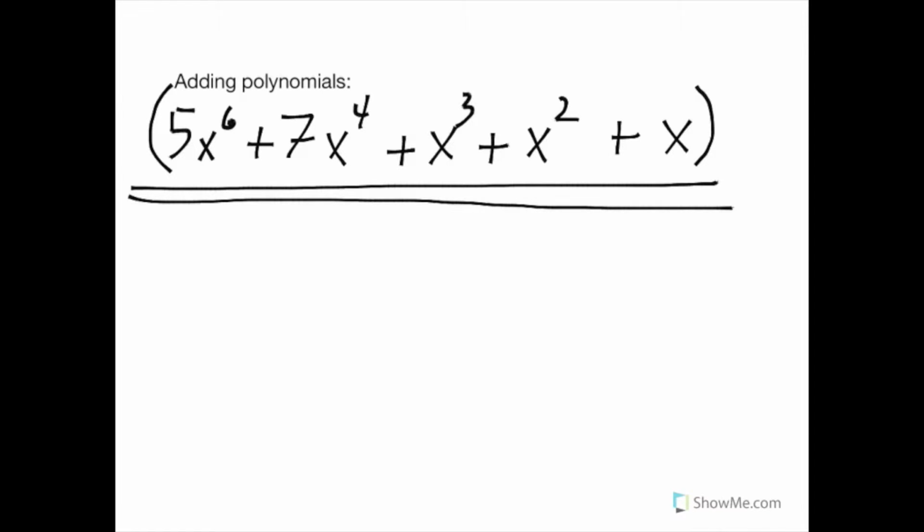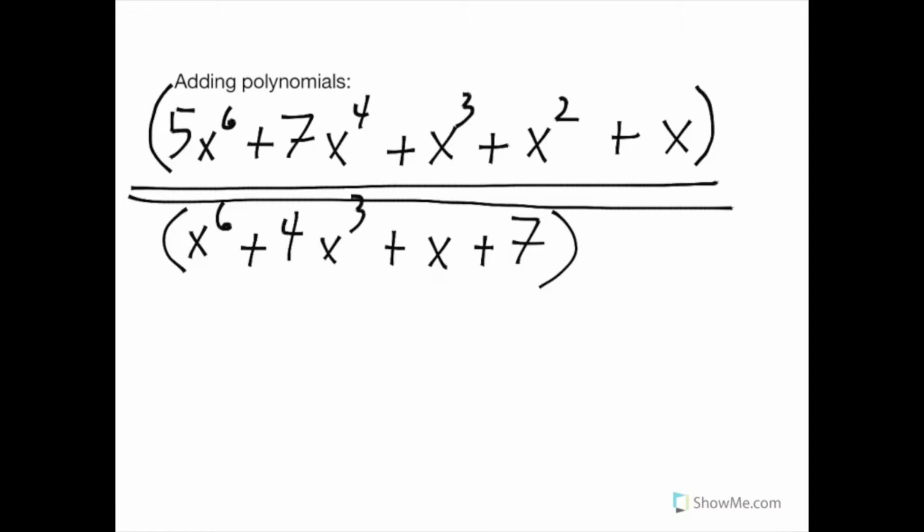This one right here, okay? And I'm going to make up another one. Alright, so now we have x to the 6th plus 4x cubed plus x plus 7. Okay, so we are adding these two polynomials, okay? So we're adding this one on top and this one on bottom.